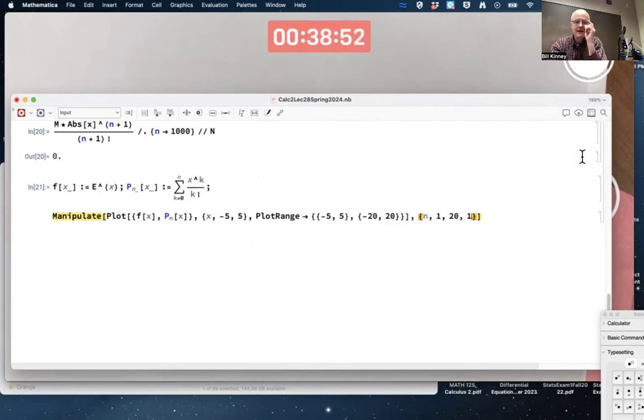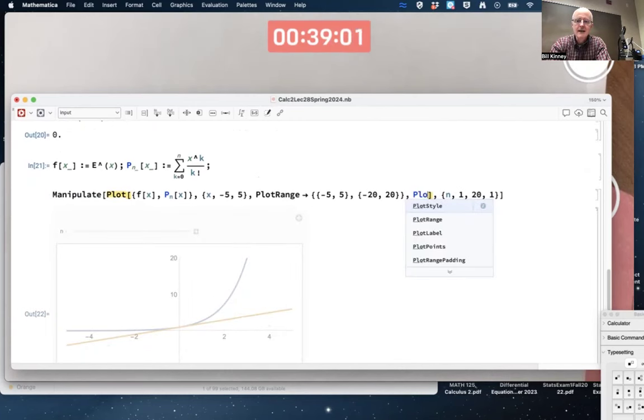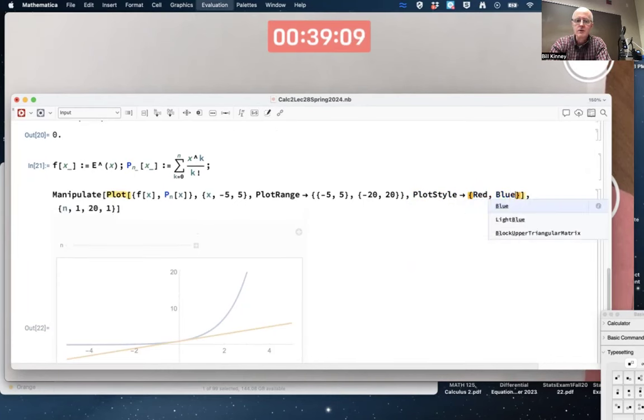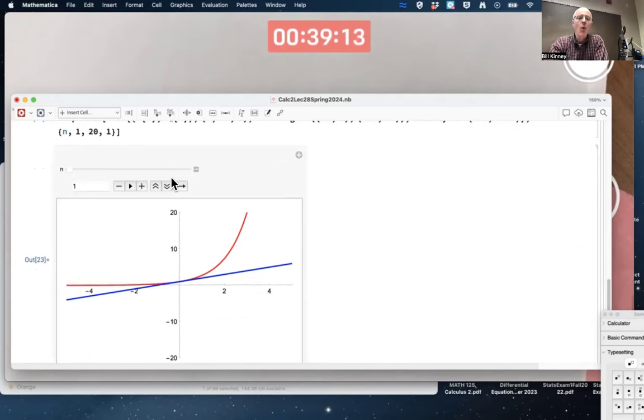So what are we about to see? We're about to see the Taylor polynomials approximating e to the x as n gets bigger and bigger. E to the x will be red, the approximation will be blue. So there is what you see when n is 1.